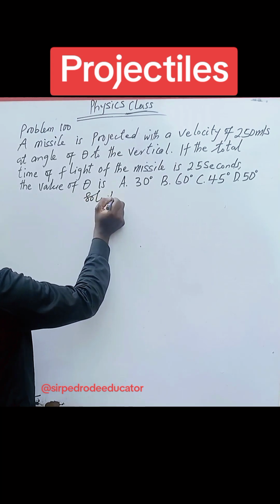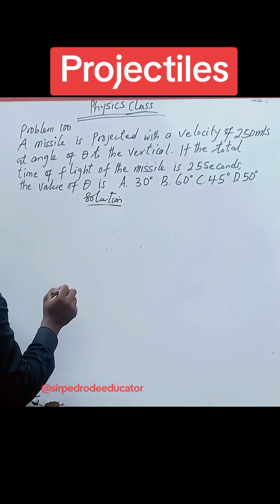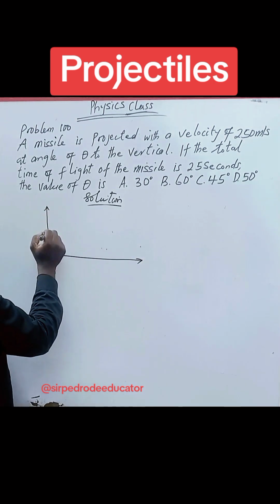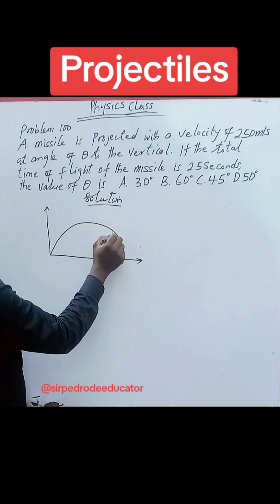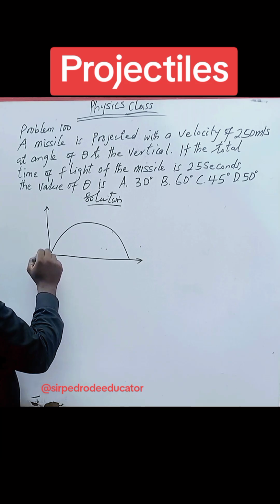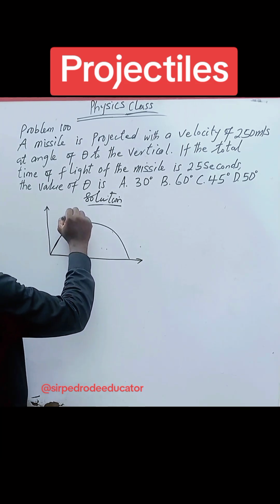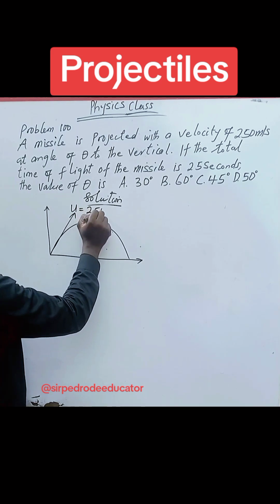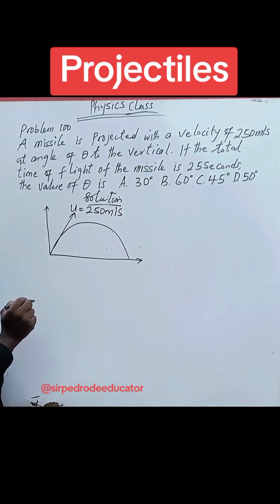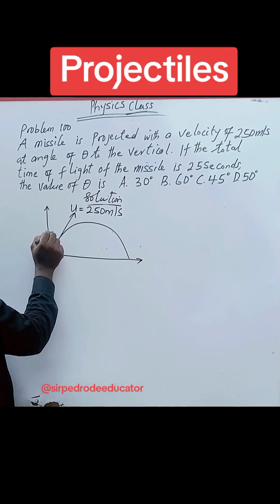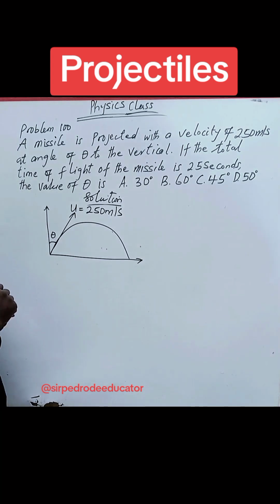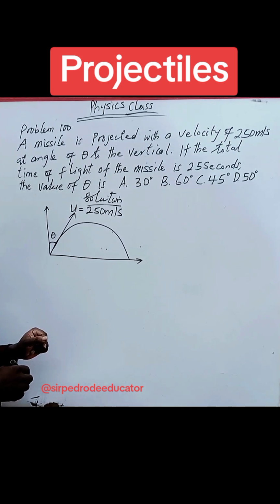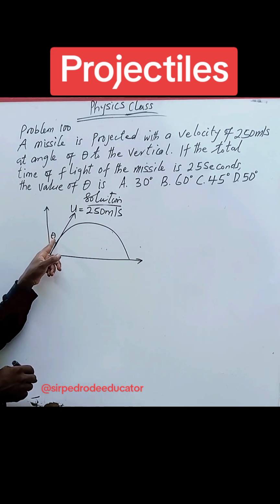Solution: sketch a diagram, right? Let's take a little diagram. It has a complete time of flight. So you have the velocity projected with 250 meters per second. This is the angle to the vertical, theta. All right, time of flight. So this is the sketch of the diagram. So we are asked to find the value of theta.